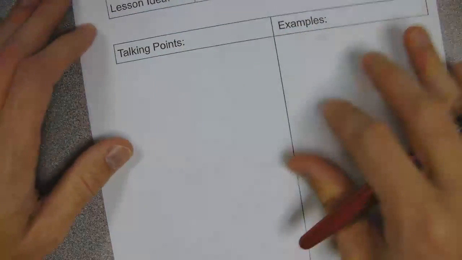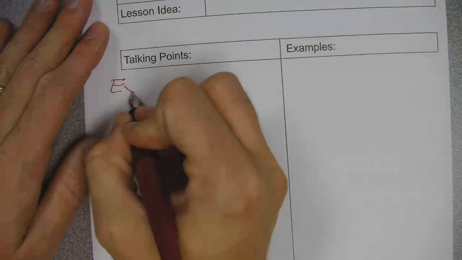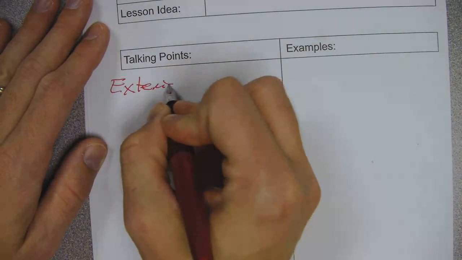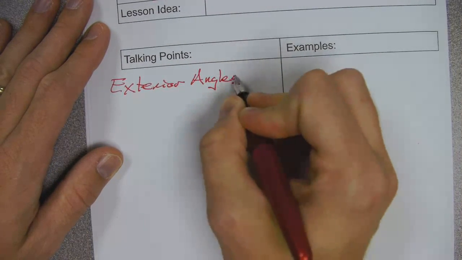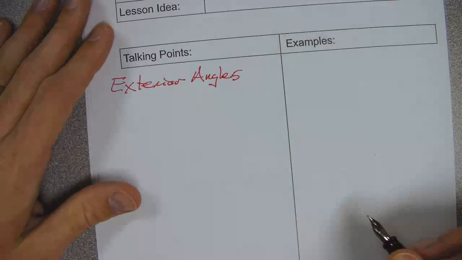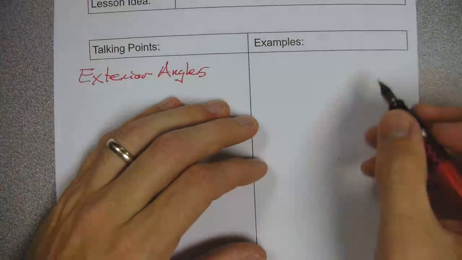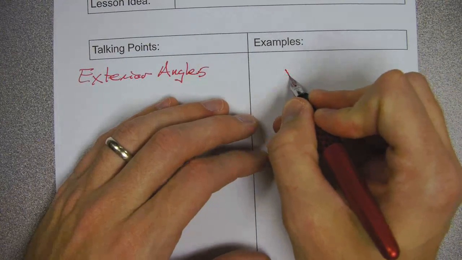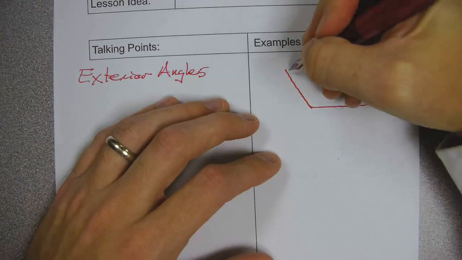So let's take a look at something. This is what we call exterior angles. All right, take a look. We'll draw the example first and then we'll do the talking points. Let's get a triangle drawn. We'll do something like this. This will be nice.